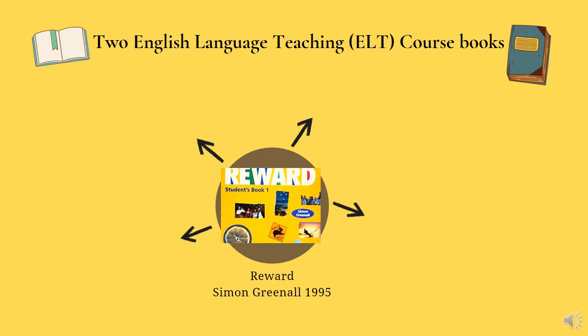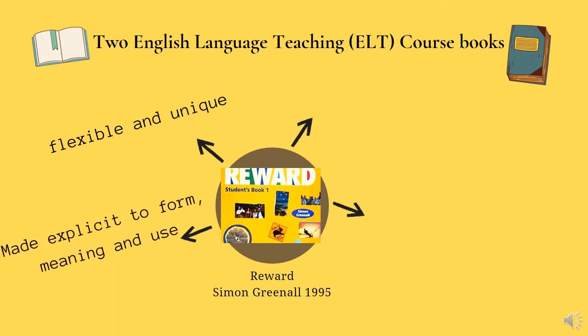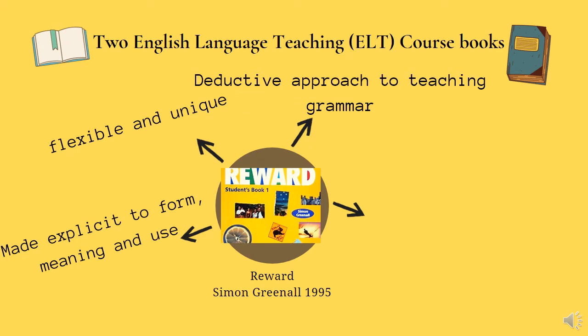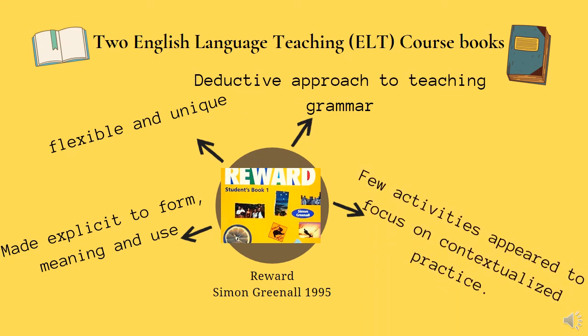The two books selected for the analysis were Reward and New Headway. His analysis of the two ELT course books revealed that the first book, Reward, offers unique choice and flexibility in teaching and learning English. Reward made explicit reference to form and made reference to meaning and use only to some extent. He found that a more explicit and deductive approach was followed in this course book. Only a few activities appeared to focus on contextualized practice.